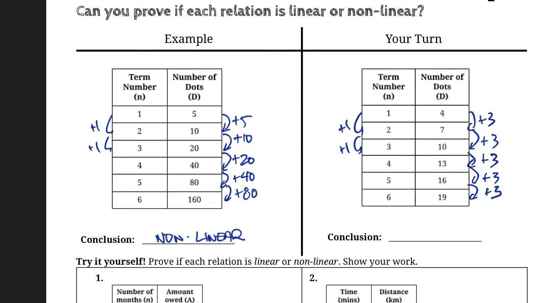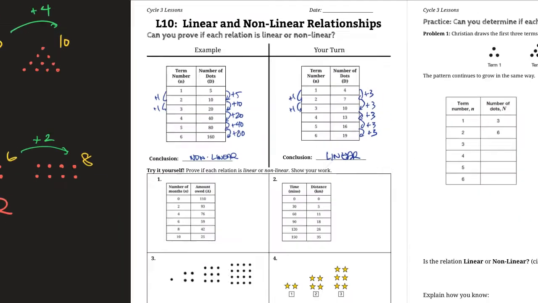So you should see that it goes up by 3 each time, and the term number just goes up by 1 each time. So when that's the case, this is linear, right? Because the amount it increases by each time is the same each time. Okay, so if we were to graph it, it would form a straight line.